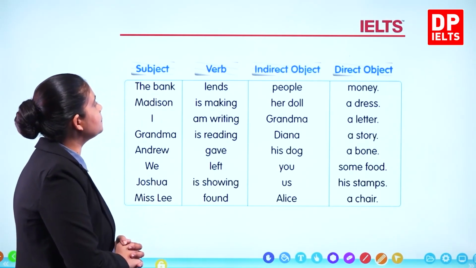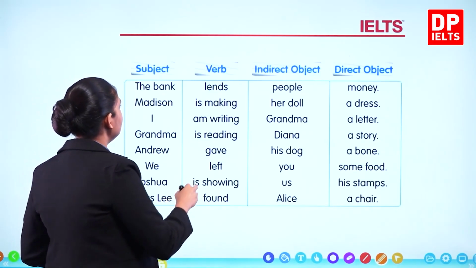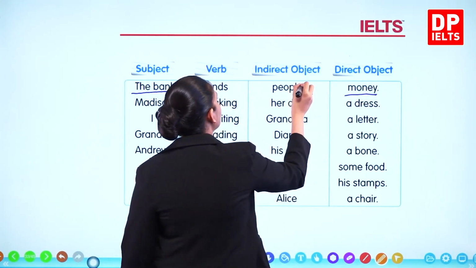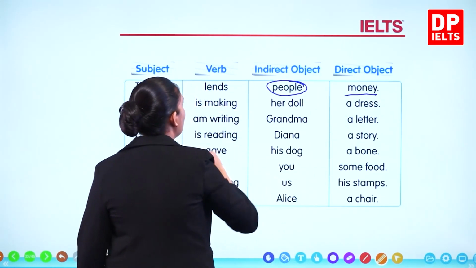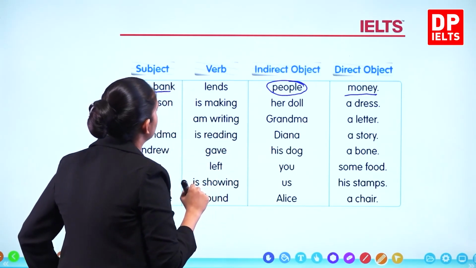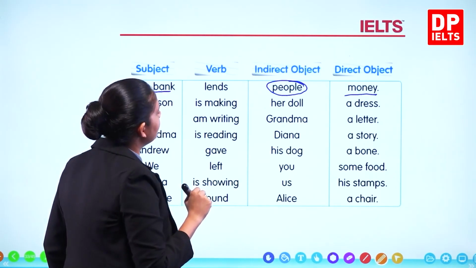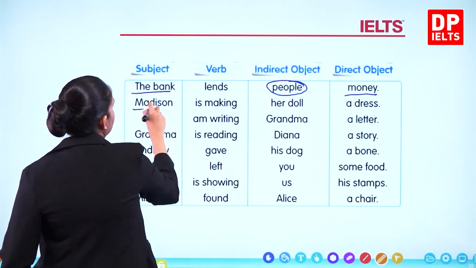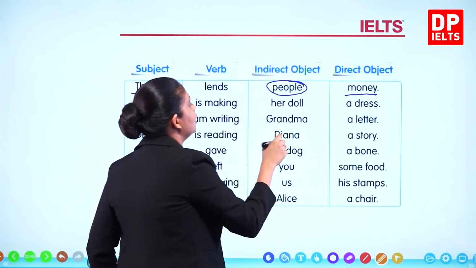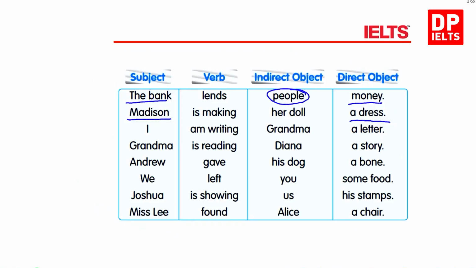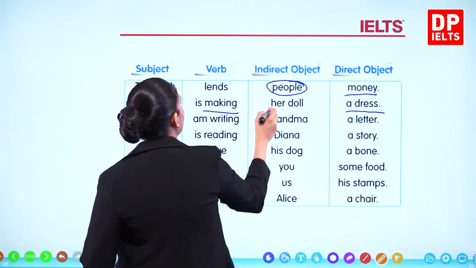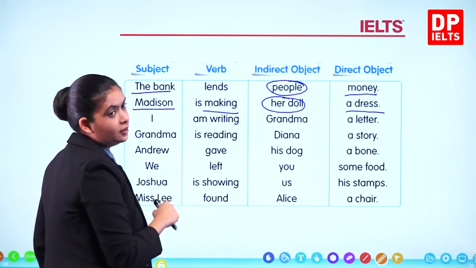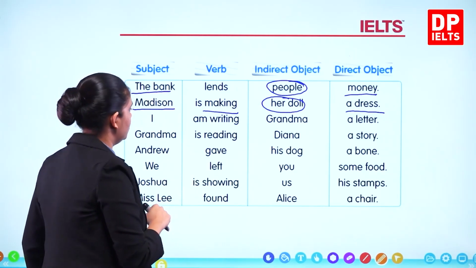The bank lends people money. Who is lending? The bank. What are they lending? Money. To whom? To the people. So therefore, people is the indirect object. Madison is making her doll a dress. Who is making her doll a dress? Madison. What is she making? A dress. Verb is making for whom? Her doll. Because it answers the question to whom, that becomes the indirect object.